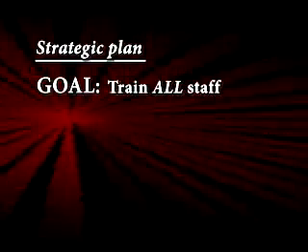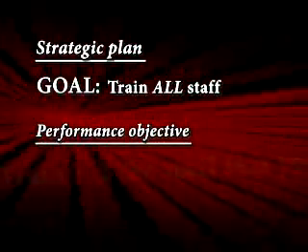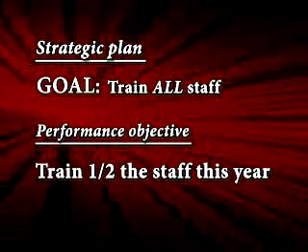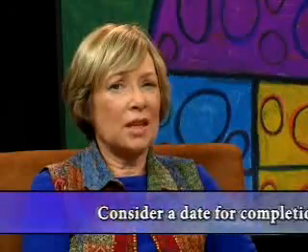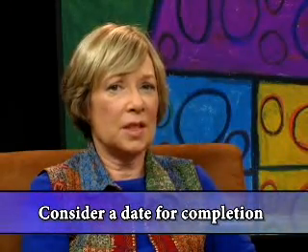Not to worry. One of the things about a strategic plan is that we can use it for multi-year periods. Our goal might be to train all staff, but our performance objective for this year could be to train half or a third of the staff. So I need to add a date component to my objective that says by when I want it done. You know, that would make sure we continue to work on this even if we can't get it done all at once.